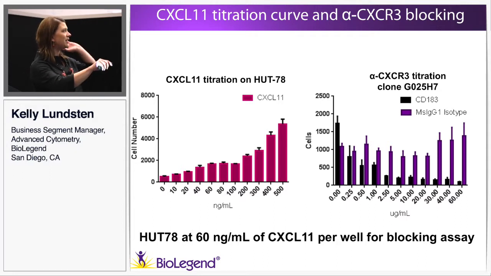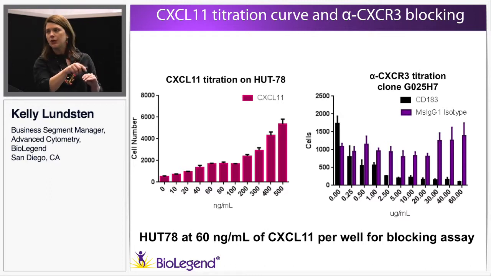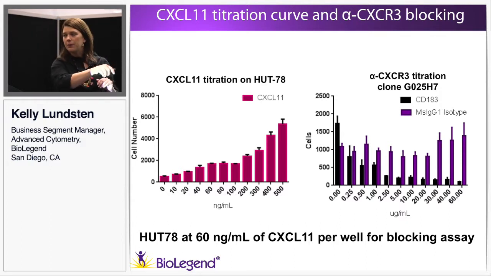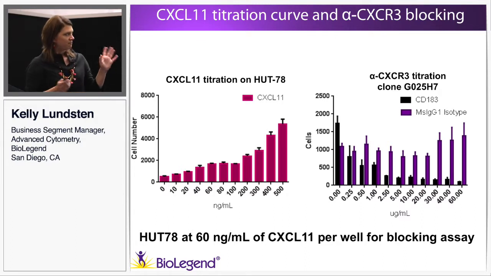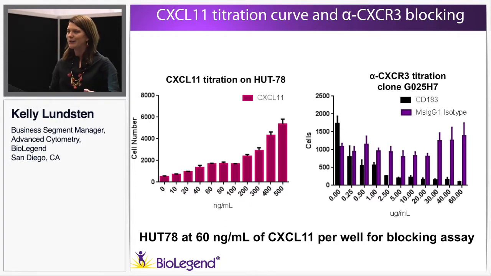I had actually done this assay first at about 100 nanograms per mil, only to realize that that was honestly probably too much for the blocking assay. I settled upon about 60 nanograms per mil for the actual blocking assay. And in this instance, I found absolutely fantastic blocking. So what you're looking at here is, in purple, the isotype control that's at a matched concentration, a matched dilution series. The black here is going to be the varying concentrations, microgram per mil, of the anti-CD183. So that was fantastic, but that's not always going to be the case, right?